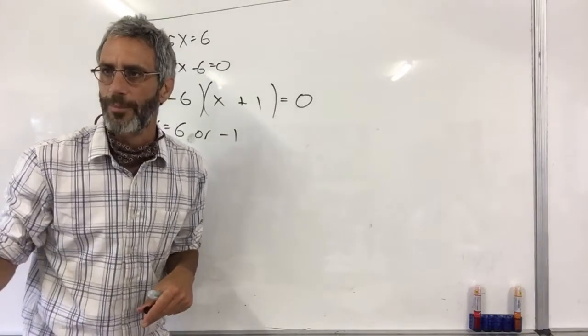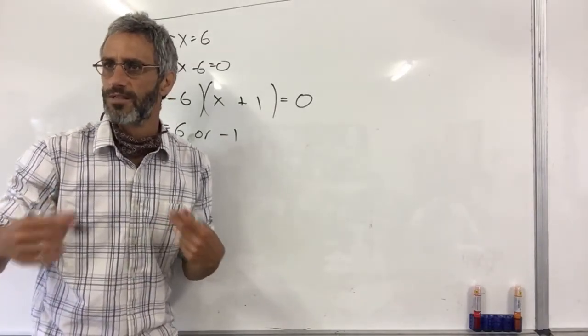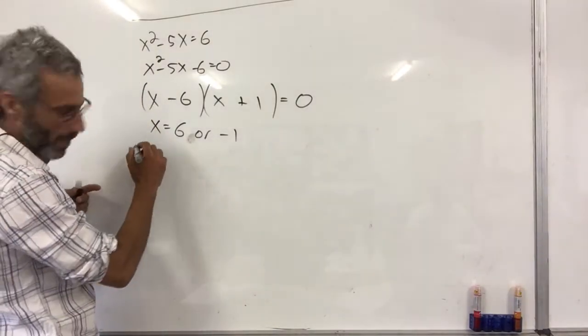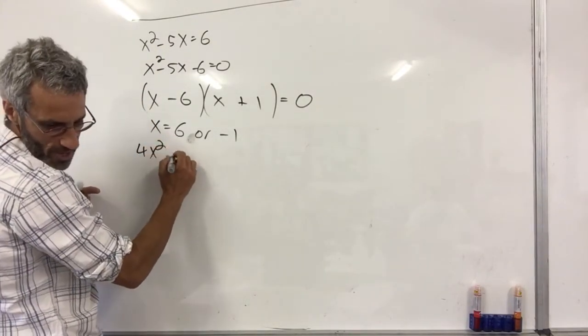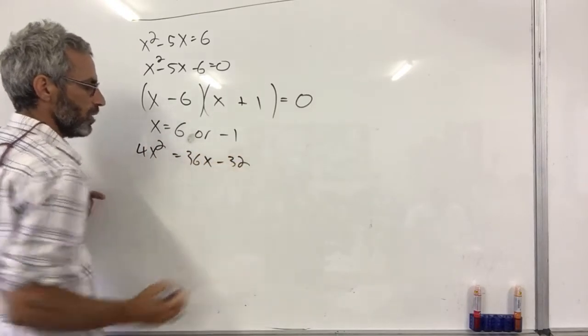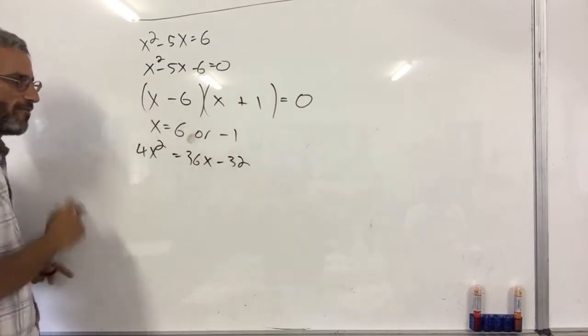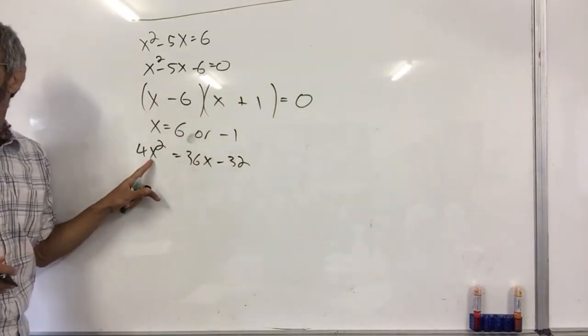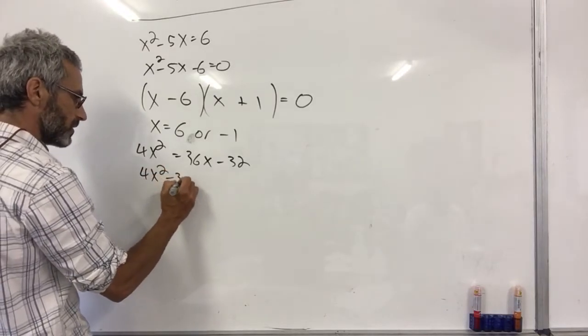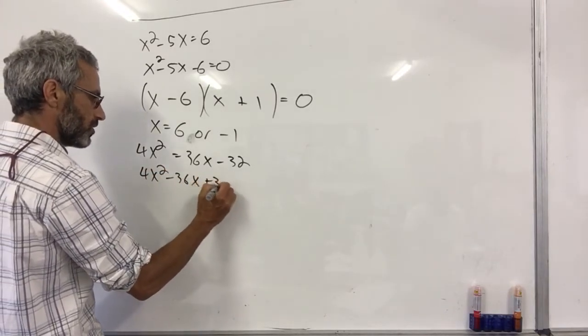Let's do another example. Are you happy with me carrying on? You don't need to practice now, hopefully; I'll get you to practice at home. So now we have something like this: 4x squared equals 36x minus 32. I'll start with what Simon said. Let's move everything to the left. I like to keep the x squared positive. So we're going to have 4x squared minus 36x plus 32 equals 0.